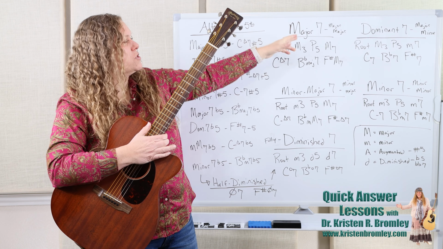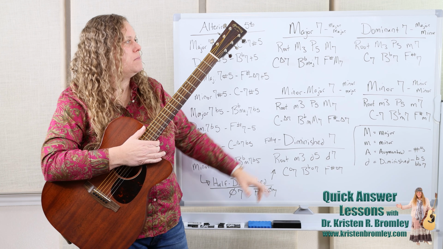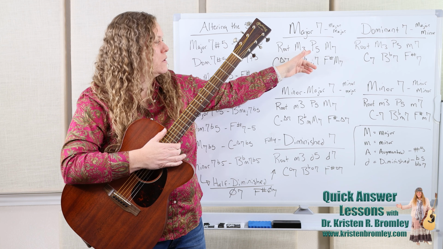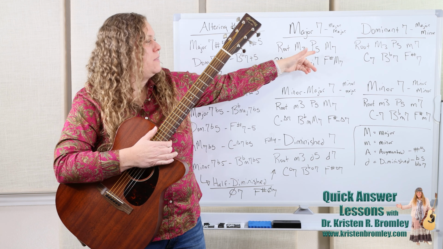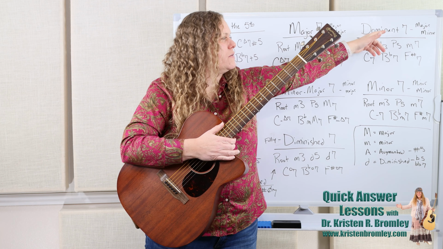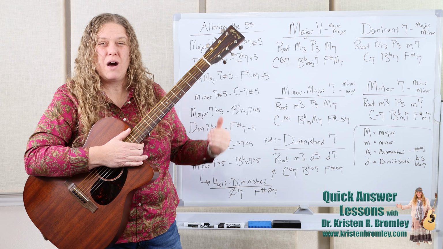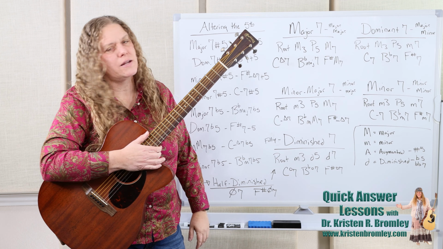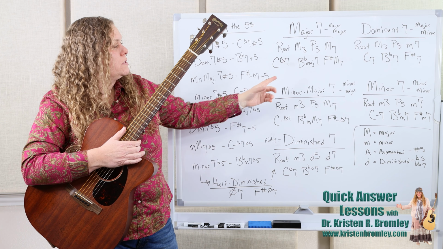So major 7th chords, another name for them is major major. And what that means is it's a major chord, so you have a major 3rd, and then a major 7th. Whereas the dominant 7th, another name for those is major minor. And the reason is because they are a major chord with a minor 7th, or the flatted 7th. The chord symbol is different.